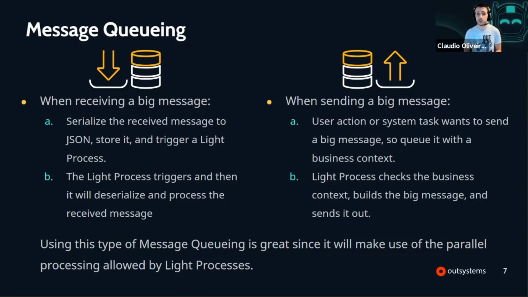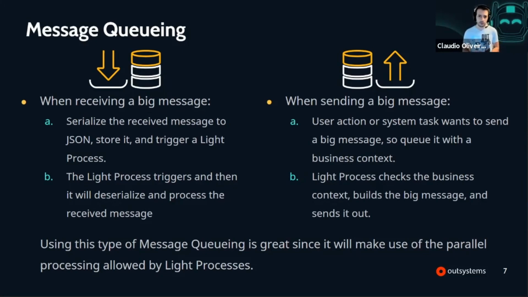To try to solve this problem, we can create a messaging queuing system where your application exposes an API to receive a message from an external system. When an external system calls this API, that API would simply serialize the input structure to JSON and store it, and then trigger a light process that would, in the background, deserialize the JSON back to a structure, and then do the heavy lifting of processing all that received information.